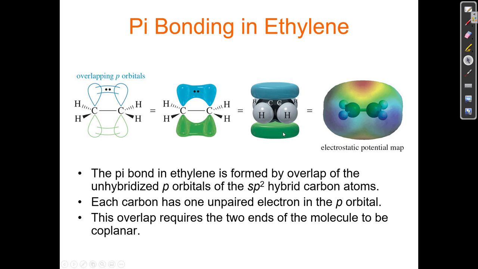And so above and below the sigma network is some electron density in these pi molecular orbitals. So we can see that here in an electrostatic potential map. That shows that the red areas are electron rich and the blue areas are electron poor. So the hydrogen atoms are having their electrons pulled toward the carbon atoms, so there's some polarity here. And above and below where those electrons are is electron rich. That's the red areas.